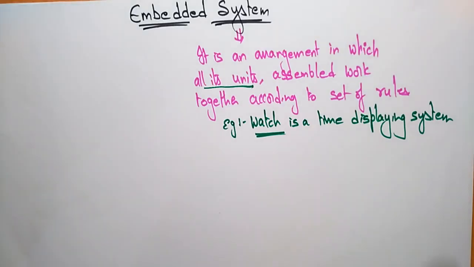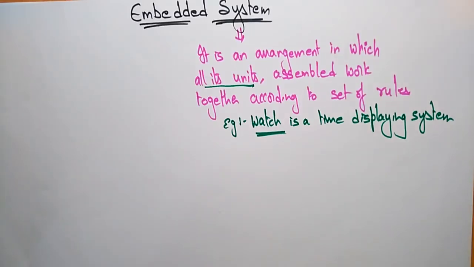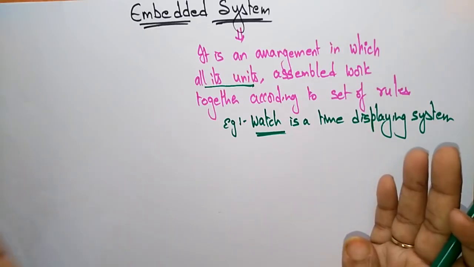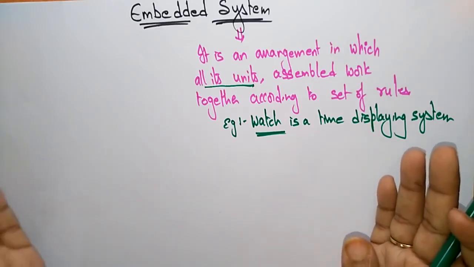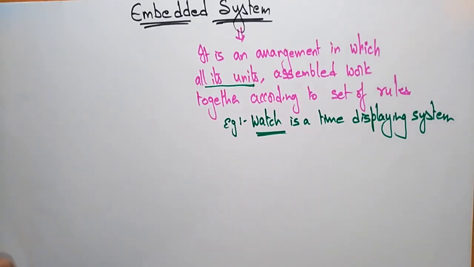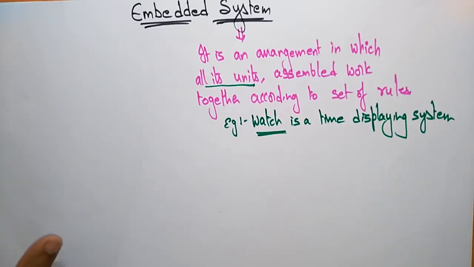So the system is nothing but an arrangement in which all its units assembled work together according to a set of rules. That is a system. In the system, whatever components are present, each component or each unit depends upon one another. Now let's see the embedded system.